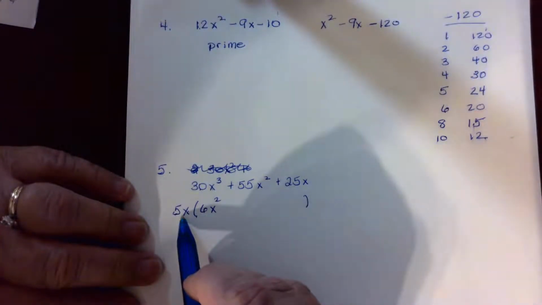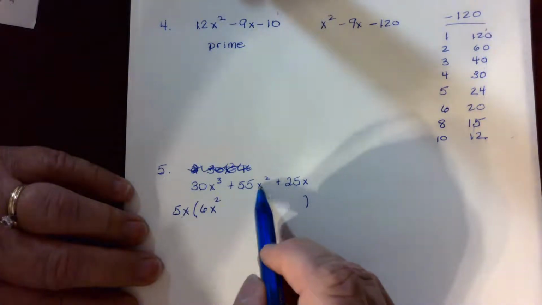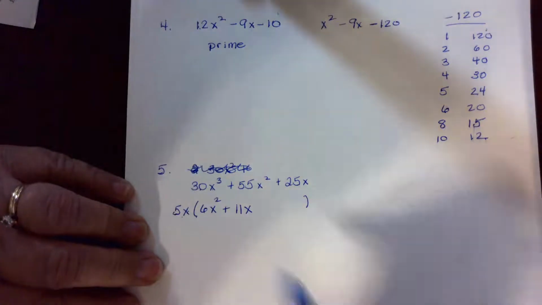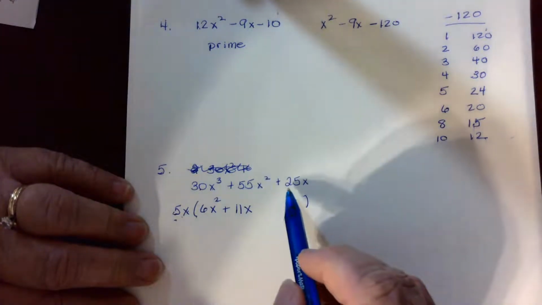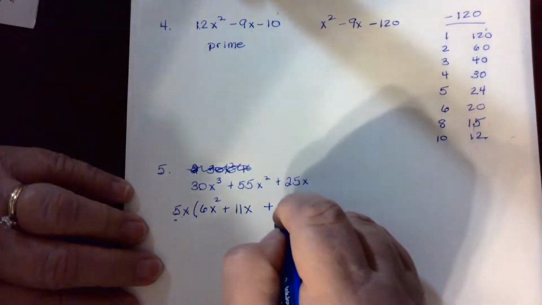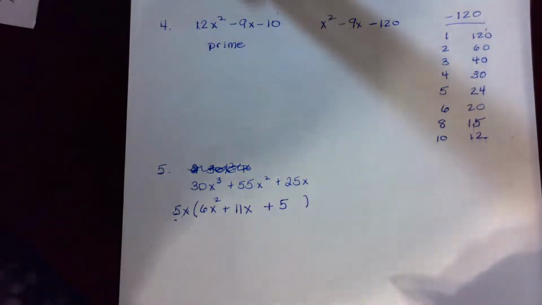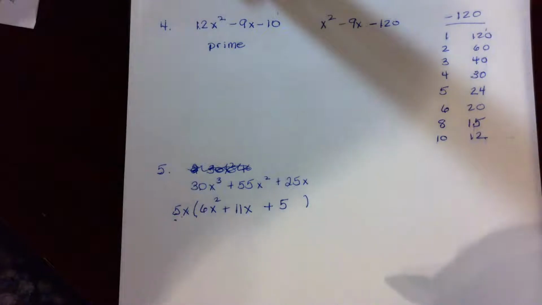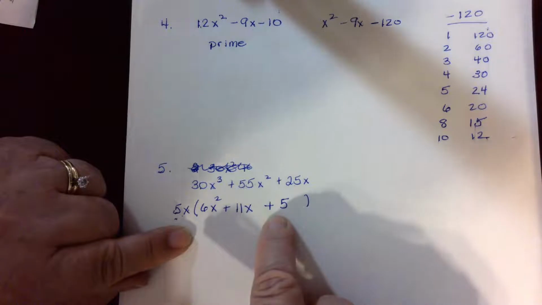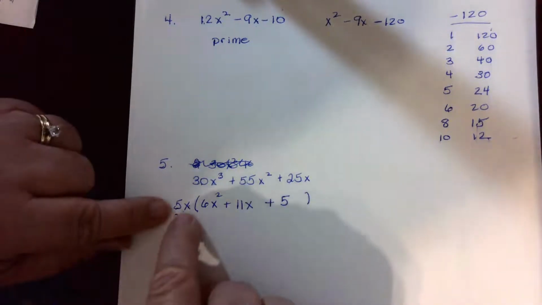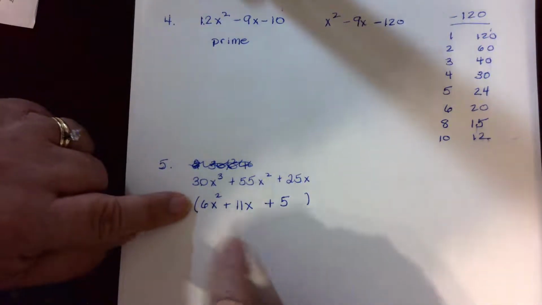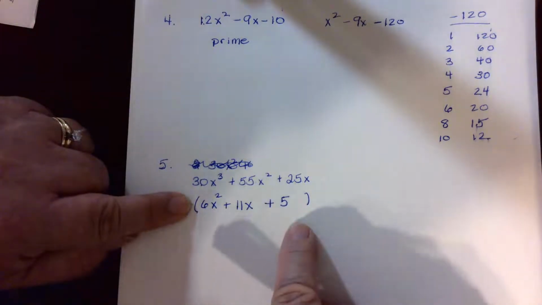What do I multiply by 5x to get 55x squared? And that would be 11x. And what do I multiply by 5x to get 25x? And that would be 5. So I factored out my common factor. Now I'm going to do my 4 steps with just this part. My final answer is going to have the 5x in it, but for what I'm doing right now, I'd ignore that for the moment.